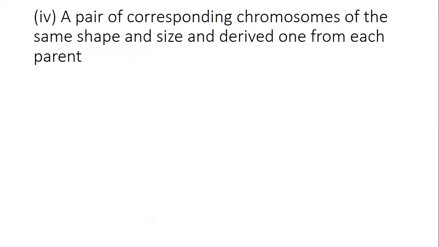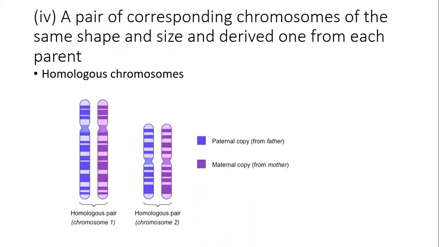The next question: a pair of corresponding chromosomes of the same shape and size, derived one from each parent. The answer is homologous chromosomes. It is derived one from each parent. Totally, there are 23 pairs, so 23 will come from the mother and 23 will come from the father. In total, there will be 46 chromosomes. The somatic cells have 46 chromosomes. The reproductive cells have 23 chromosomes.